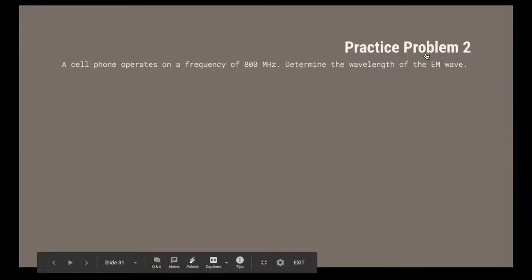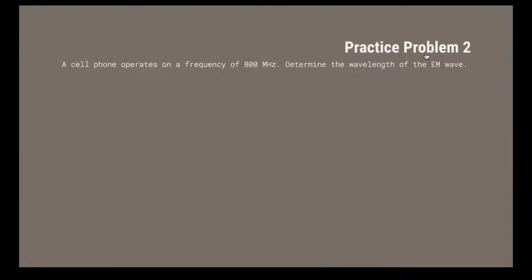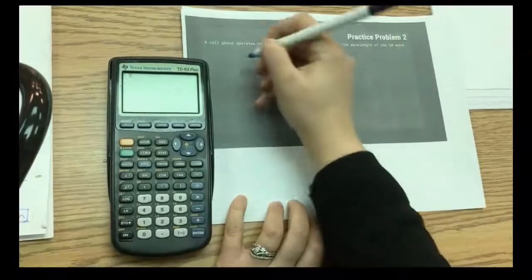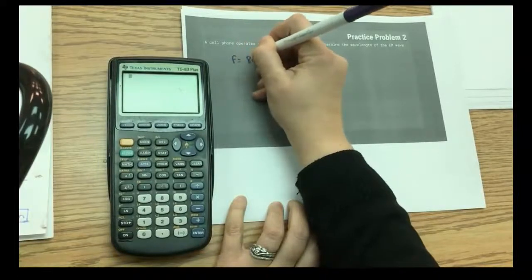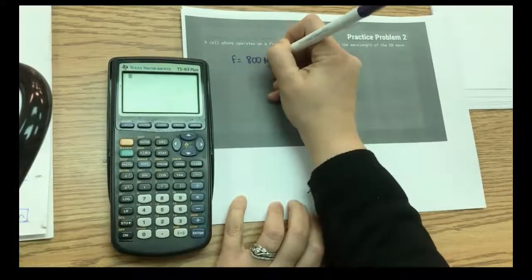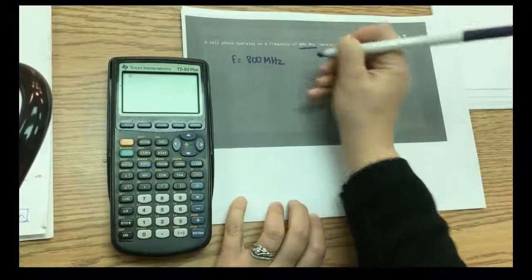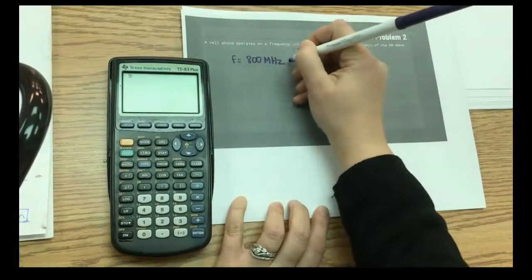So practice question 2 is talking about a cell phone, and it uses a frequency of 800 megahertz. So this time I'm looking for wavelength again, but I'll have to do some work to this megahertz in order to deal with it. So again, I'm going to write down all of the information that I have given. My frequency is 800 megahertz. I can't use megahertz. I'm going to have to change that into hertz.